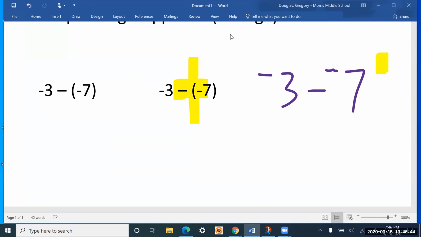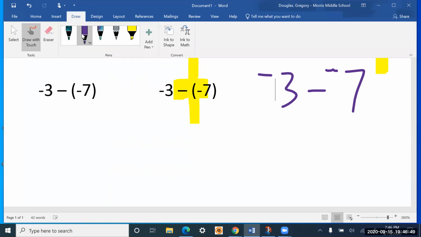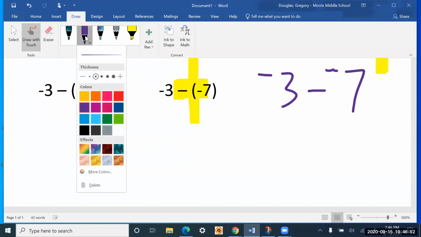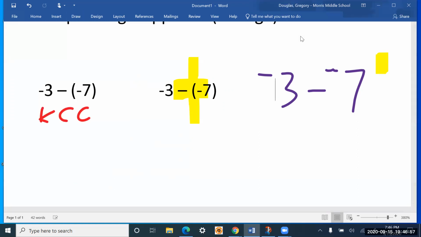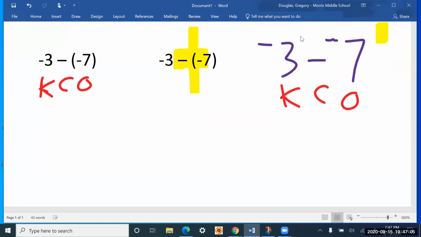So these are more great opportunities to use the KCC. Let me go back to the red again because that's what we used a minute ago. So you would just write KCC or KCO. I said KCC. I personally like to call it keep change opposite. So you're going to keep the -3. You're going to change the subtraction to a positive. And you're going to do the opposite of -3. So it's really saying -3 plus 7. Same thing over here. -3, keep, change the minus to a plus, and do the opposite of 7.